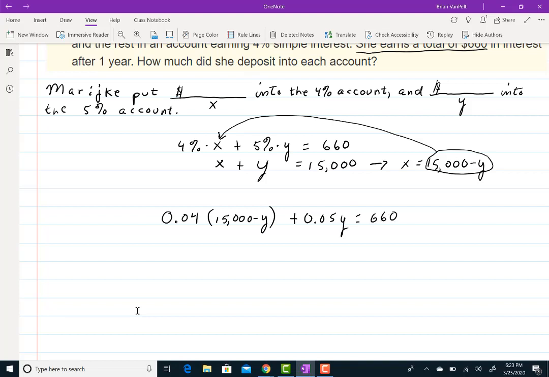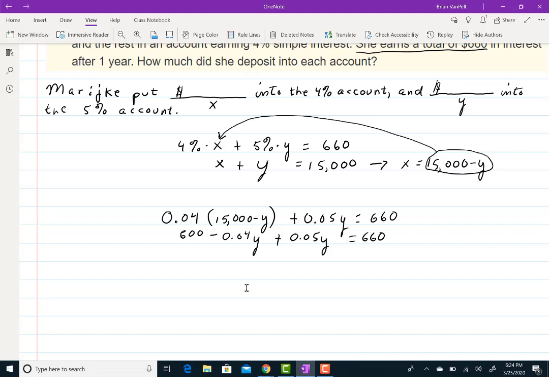Now if you look, when we did these problems earlier in the semester, remember we would do this kind of stuff to avoid using two variables? Well, this is exactly what we did in our first step. So using two equations helps us out with that portion of it. And so let me go ahead and multiply these things through and see what we get. So I will have 15,000 times 0.04. I think that's going to be 600 minus 0.04y plus 0.05y will equal 660.